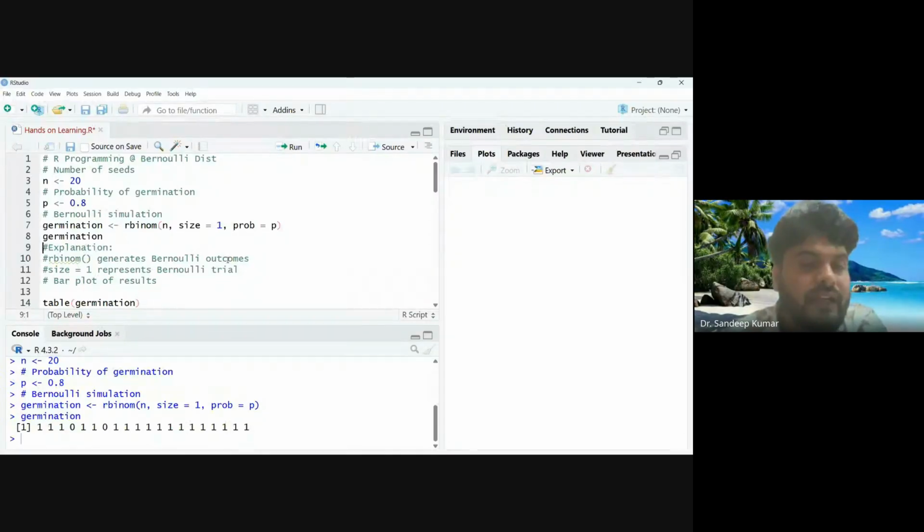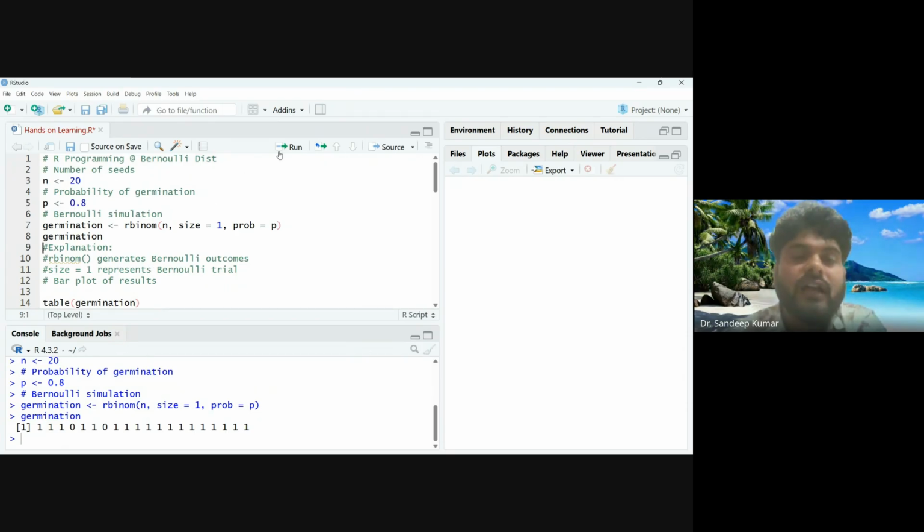Bernoulli distribution takes only two possible outcomes, 1 and 0. So here in the output section, 1 1 1 0 1 1, these outcomes are basically only 0 and 1. Okay, so size equal to 1 represents a Bernoulli trial.